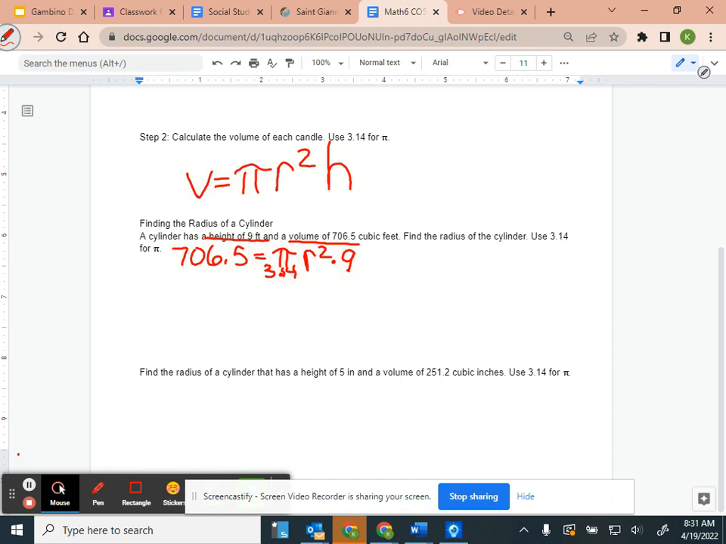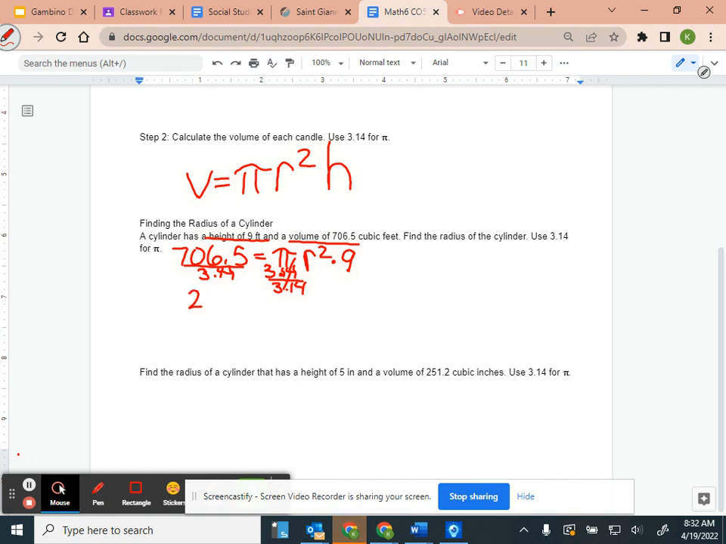So what steps do I have to do? How can I solve for r? What do I have to do, Gabby? So I'm going to divide by 3.14, so I can take care of this. Divide by 3.14. What is 706.5 divided by 3.14? Anybody have it? Aiden? 225.